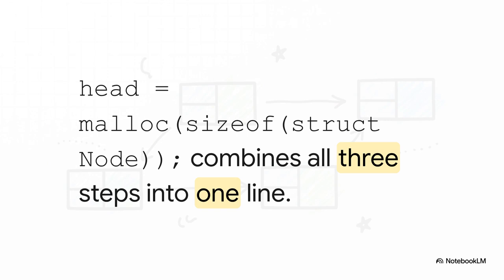We have our pointer, called head. We assign it the result of our call to malloc, and we tell malloc exactly how much space we need by using sizeof struct node. And boom, just like that, our node is real. It exists somewhere in memory.